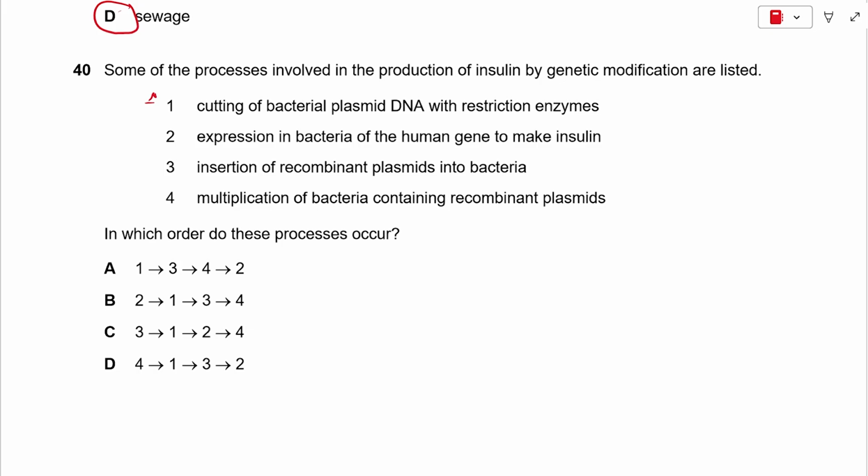Then after that, you insert the recombinant plasmids into a bacteria. Alright, so you take the human insulin gene and the plasmids from a bacteria using a restriction enzyme. Then after you take them, these two, you join them together using DNA ligase. After joining them together, you form a recombinant DNA. Then you take the recombinant DNA and insert it into a bacteria. So that will be number 2. Then after you insert them, the bacteria will multiply. Then after multiplying, you will see it expressing the human genes. So that is going to be A again.